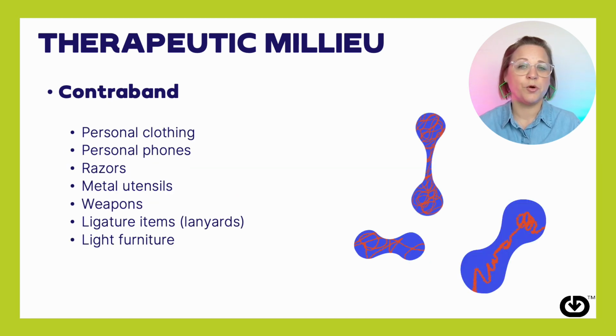Because safety is so important in a therapeutic milieu, there are a number of items that are contraband on the unit. Things like personal clothing. They're not allowed to use their personal clothing. They must use the gowns and socks provided by the unit. Personal phones are not allowed, but they do have access to phones on the therapeutic milieu. Razors, metal utensils, weapons, any items that could be considered ligature items, like lanyards and necklaces, are all banned. And any light furniture that could be picked up and tossed across the room.